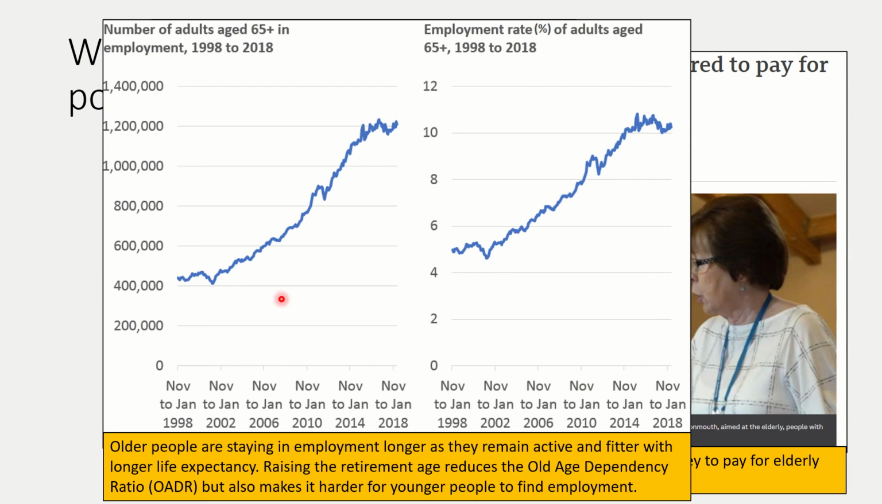And these graphs illustrate that, really. The number of adults over 65 in employment between 1980 and 2018 in Britain has just gone up and up and up. And the employment rate, the percentage of adults aged 65 and over, has similarly followed the same trend.